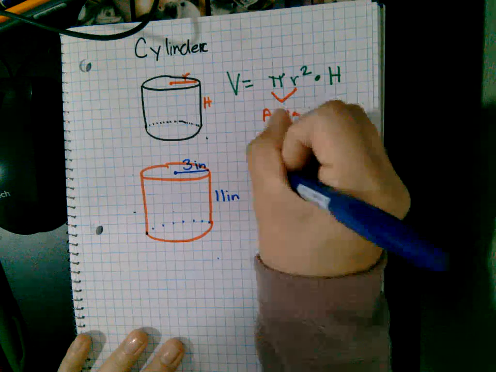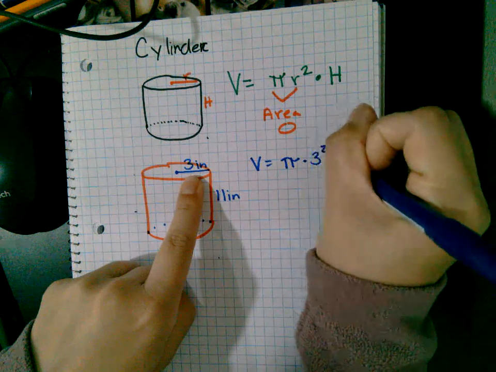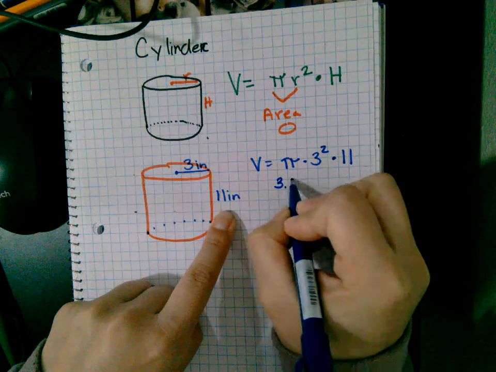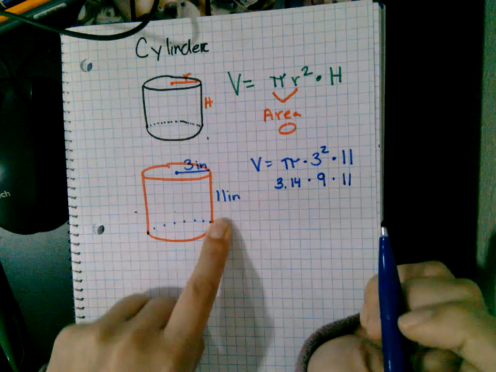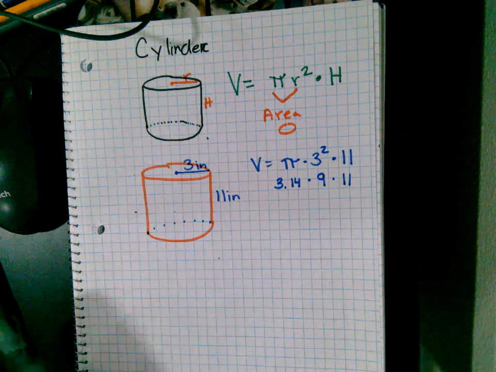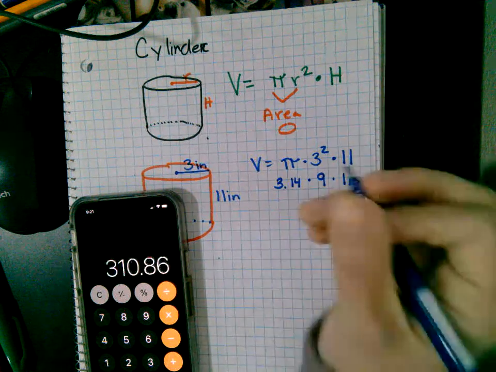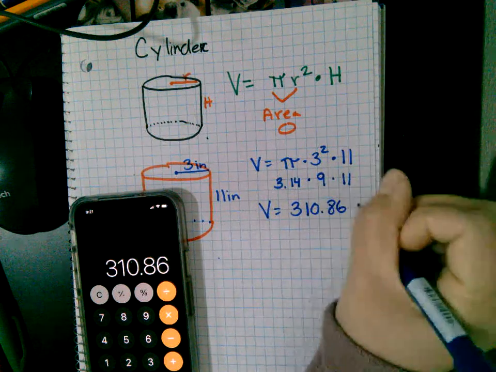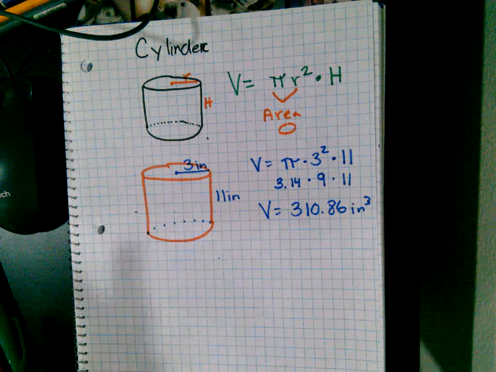Okay, so we're going to do volume is equal to pi times my radius, which is 3, squared times my height of 11. So pi is 3.14 times 3 squared is 9 times 11. All right, time for those calculators. 99 times 3.14. So my volume is equal to 310.86 inches cubed.